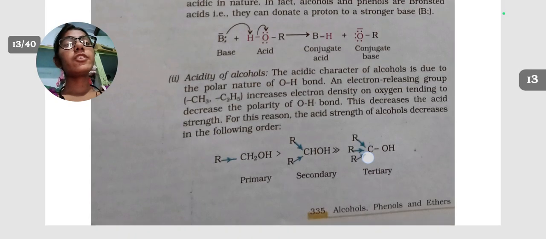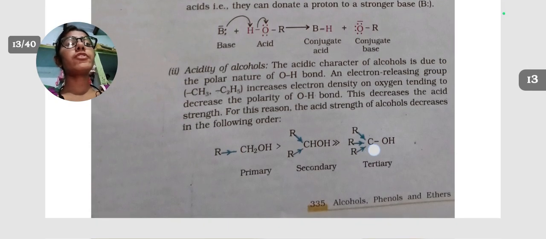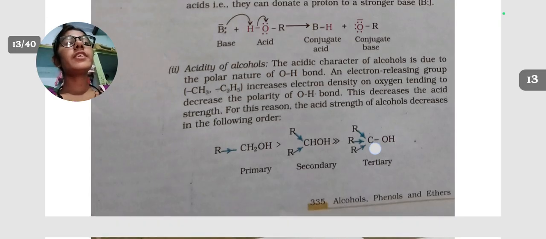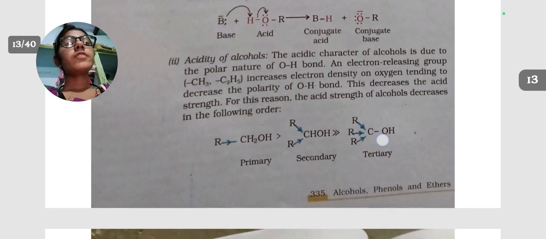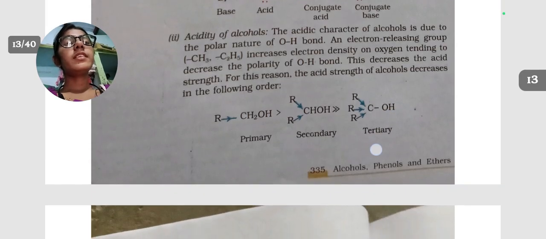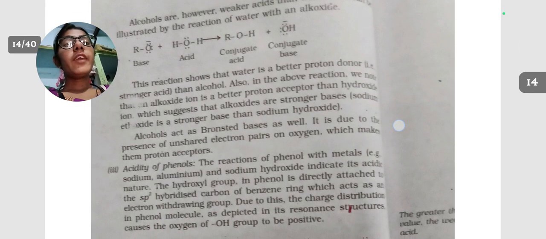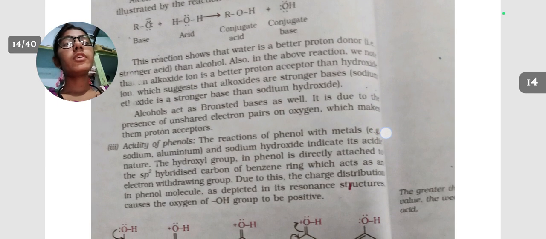The acidic character of the alcohol is due to the polar nature of the O–H bond. Electron releasing groups increase electron density on oxygen, tending to decrease the polarity of the O–H bond. This decreases the acid strength. The acid strength of alcohols decreases in the following order: primary, secondary, and tertiary. However, alcohols are weaker acids than water, as can be seen in the reaction with alkoxide. This reaction shows that water is the better proton donor, a stronger acid than alcohol.